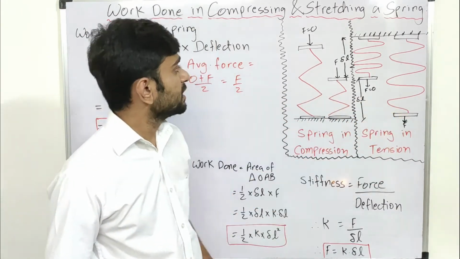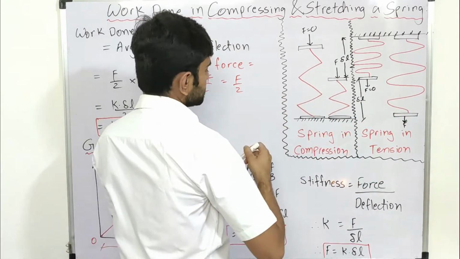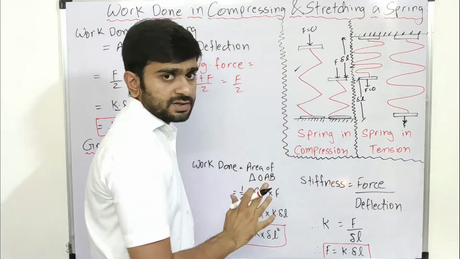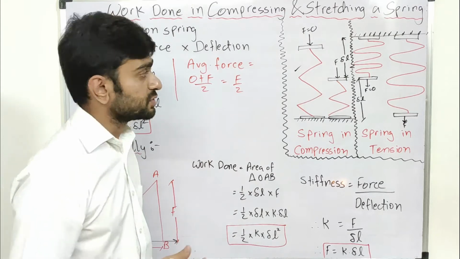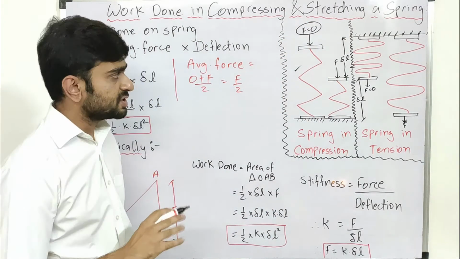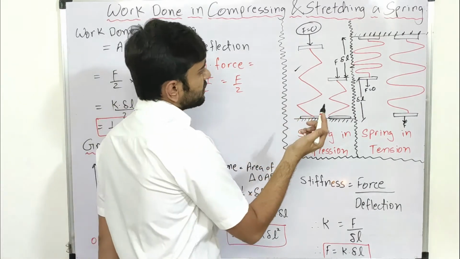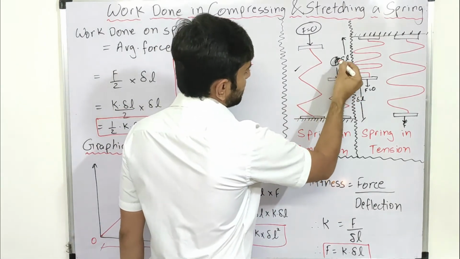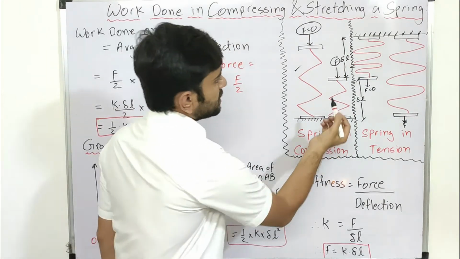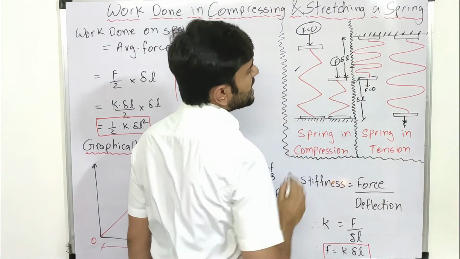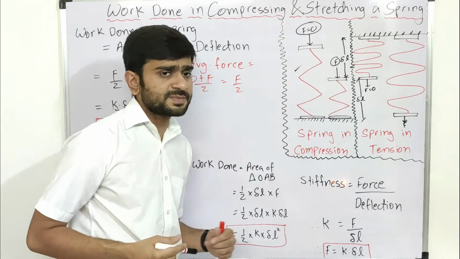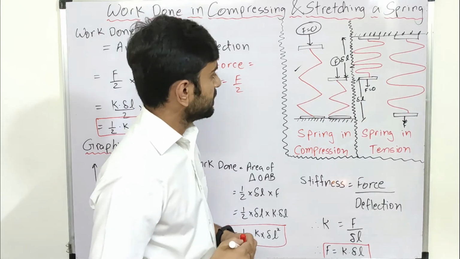So here initially, considering this figure, there is no force applied on the spring. It means there is no compression force. So initial force F is equal to 0. But applying some force F, it will compress the spring. The spring will be compressed to some change in length, that is delta L. This much is the change in length, or we can say displacement of the spring.